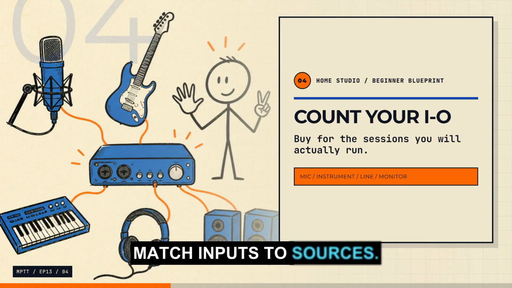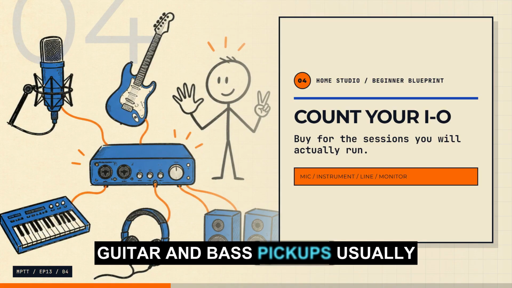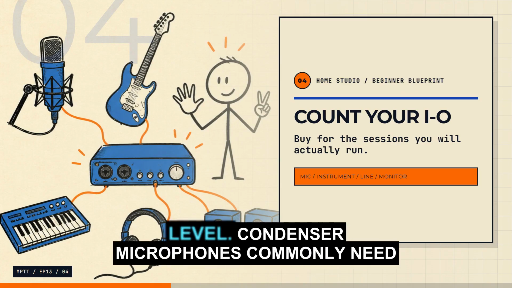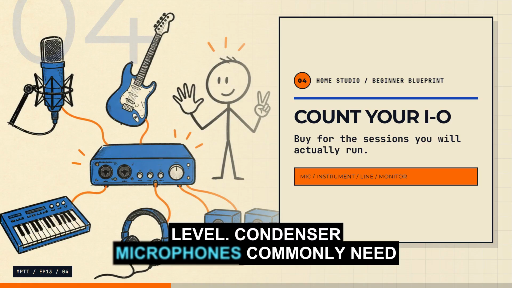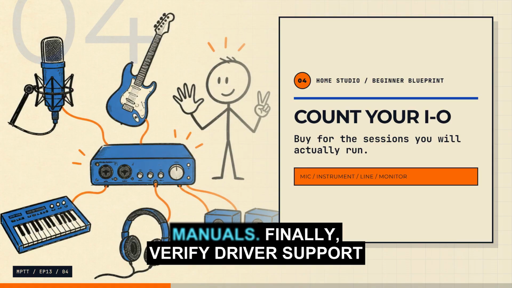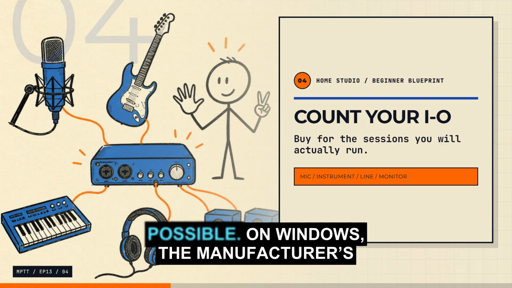Match inputs to sources. Microphones normally use XLR into a preamp, guitar and bass pickups usually need an instrument input, and keyboards may use line level. Condenser microphones commonly need phantom power. Follow both hardware manuals. Finally, verify driver support for your operating system and connect the interface directly when possible.